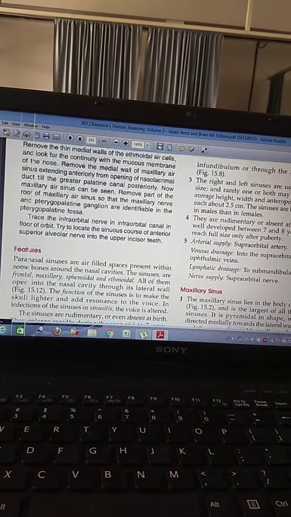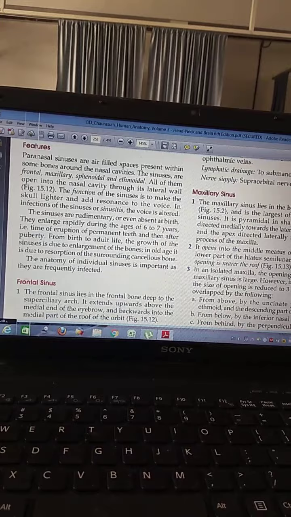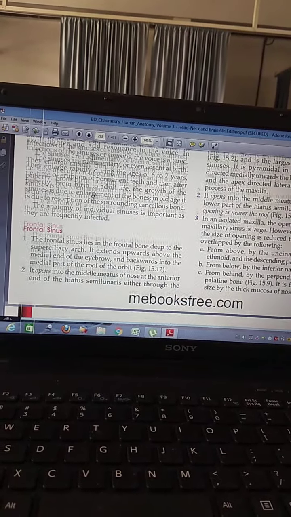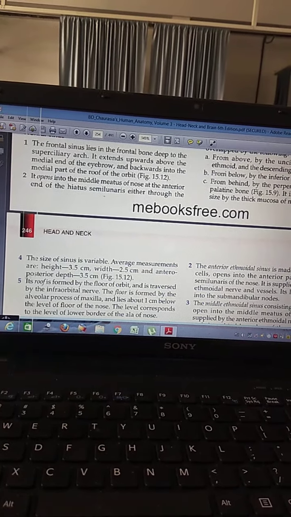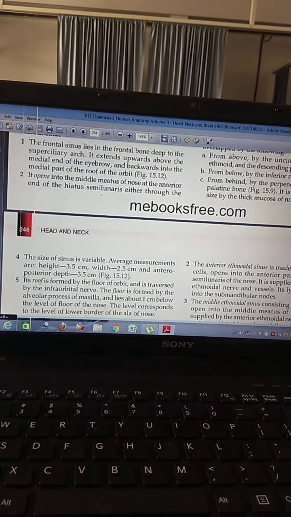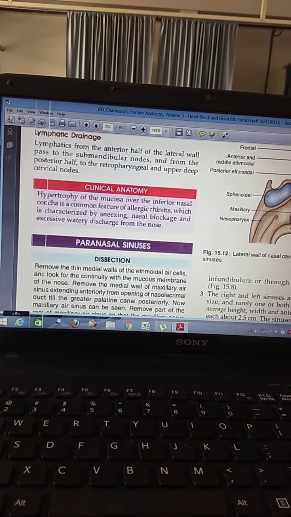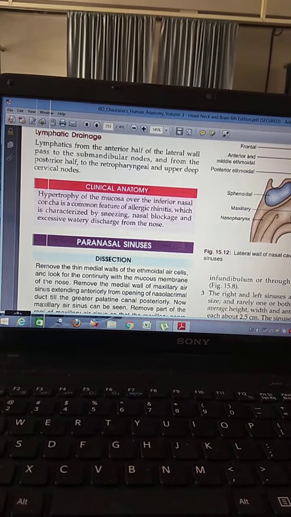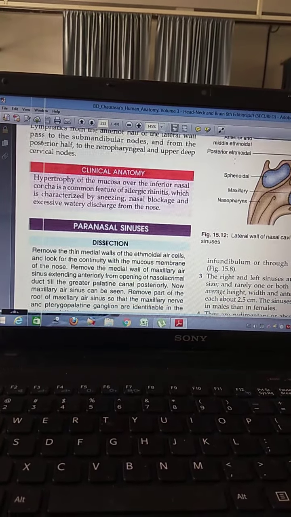Paranasal sinuses are air-filled spaces present in the bones around the nasal cavity. Frontal sinus: the frontal sinus lies in the frontal bone deep to the supraciliary arch. Now this is the figure of the lateral wall of the nasal cavity and the paranasal sinuses.